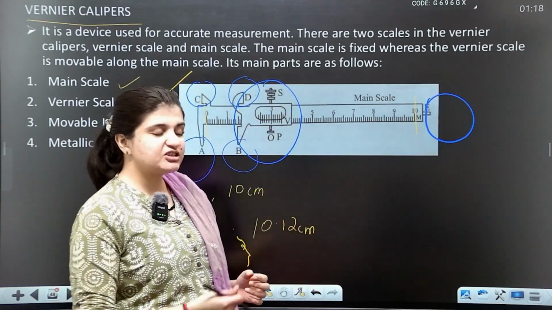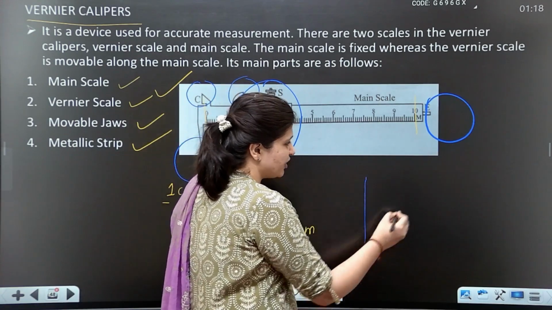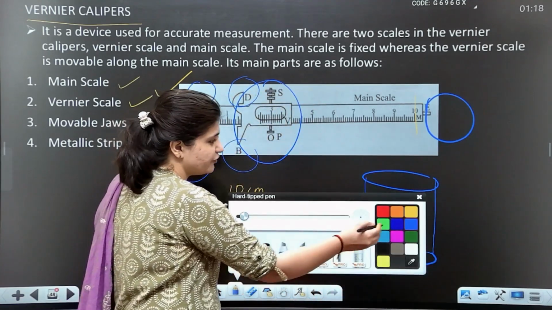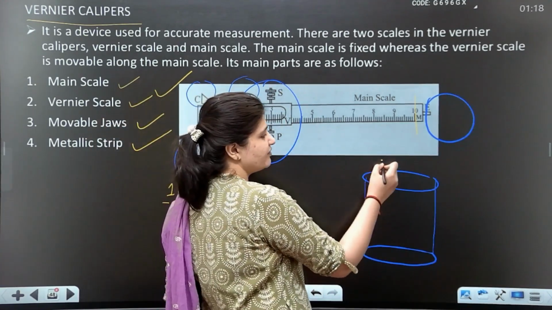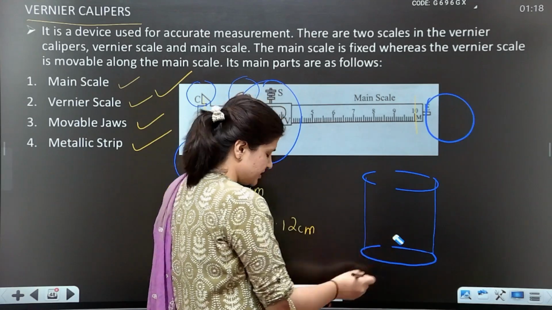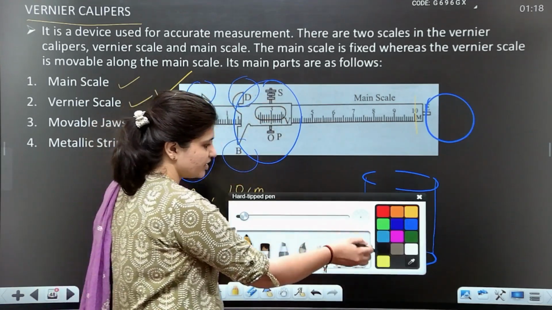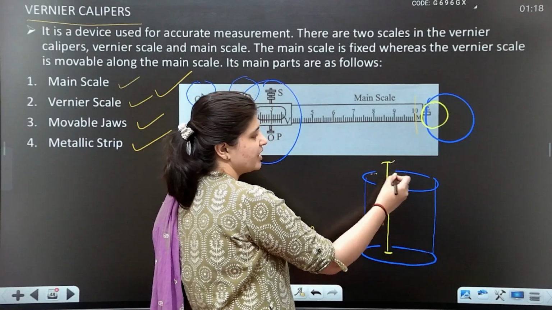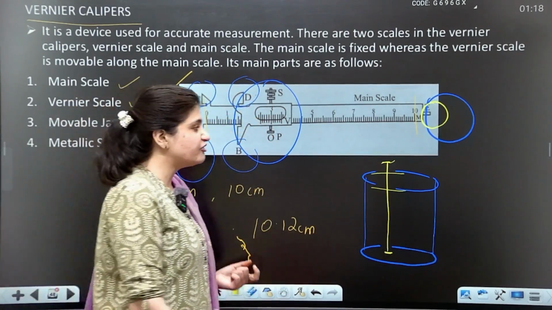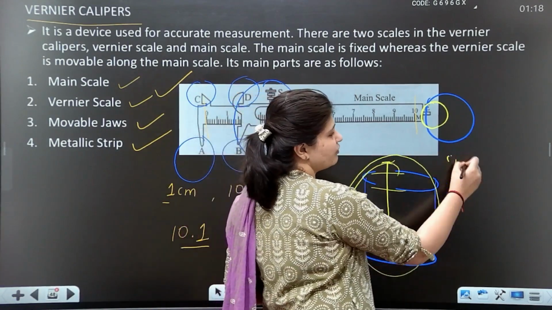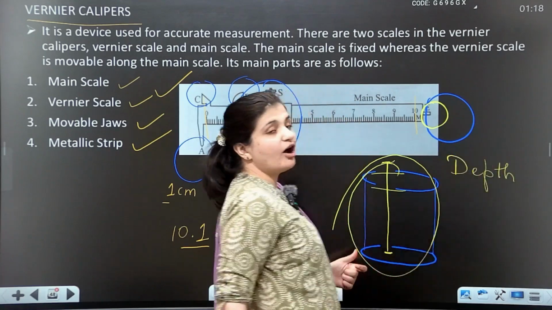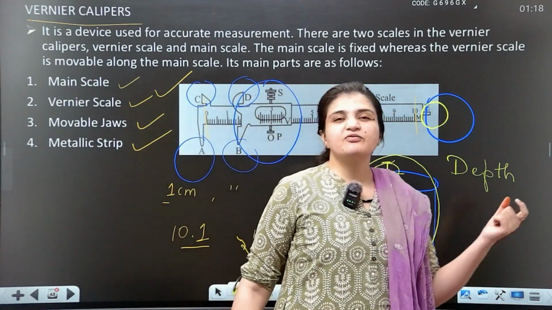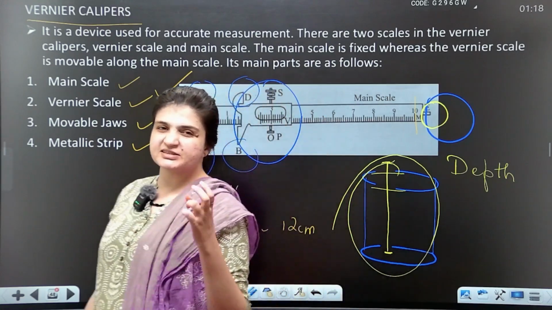This is the metallic strip. If we have a beaker and we have to find the depth of it, we can put this metallic strip into it. So through the metallic strip, we can find the depth of this cylinder.